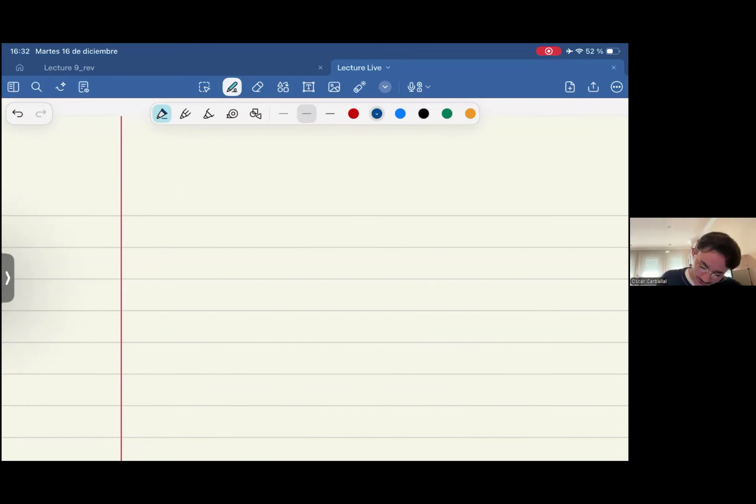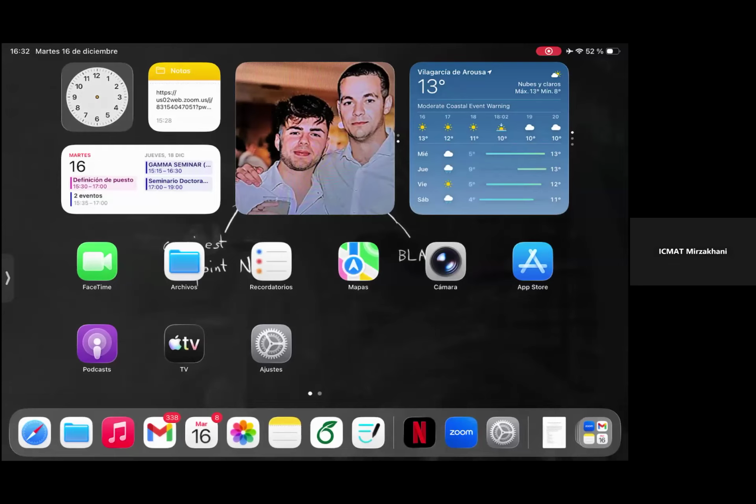So what is the source map? Just a clarification, Oscar. This would be a morphism between G and G prime. Sorry.